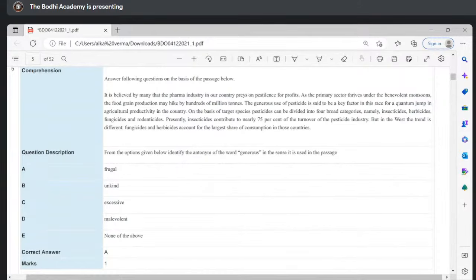Unkind is not exactly the opposite of generous. Unkind doesn't mean that properly, right? Excessive, still not. Malevolent, still that wouldn't be the correct option. So the correct option that we have is option A, frugal. Like I mentioned, frugal means a person who's very, very stingy, a miser. Yes, putting it in English, it would be called a miser. So question 5, the answer is option A. Opposite of generous is frugal.